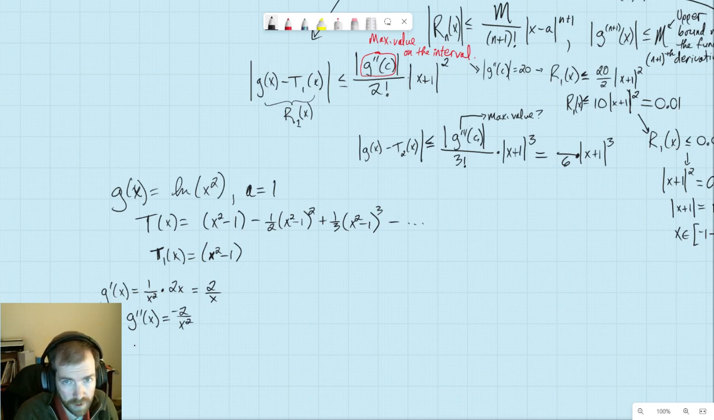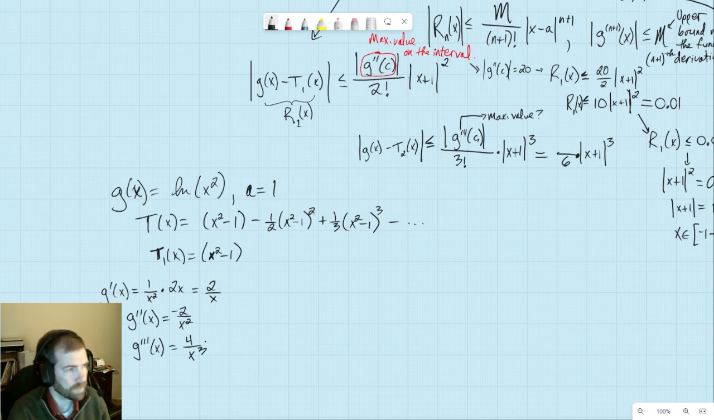And just for good measure, on the next one, going to take a negative 2 down. It's going to make this 4 over x cubed. Sure. Go for it. I will be finishing this just real quick in the meantime.